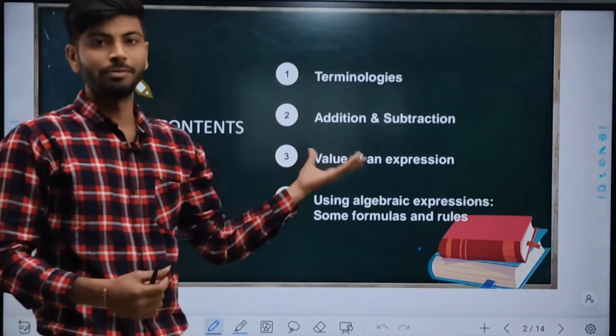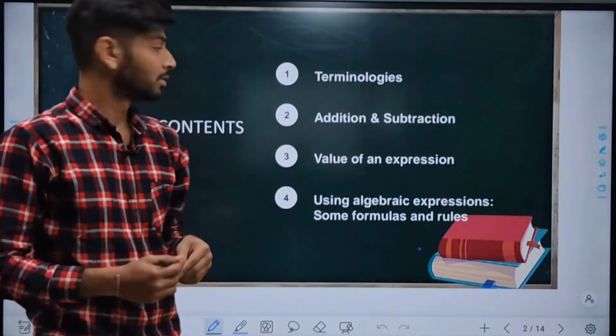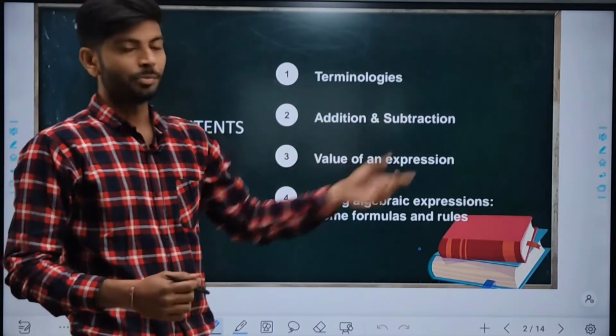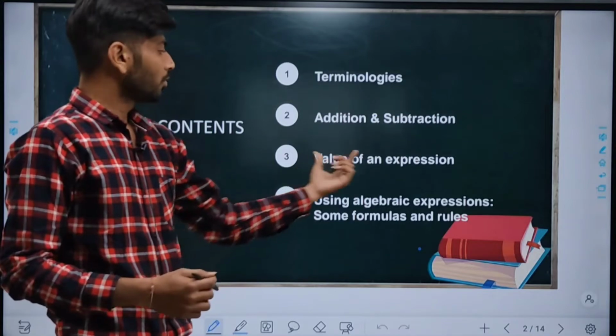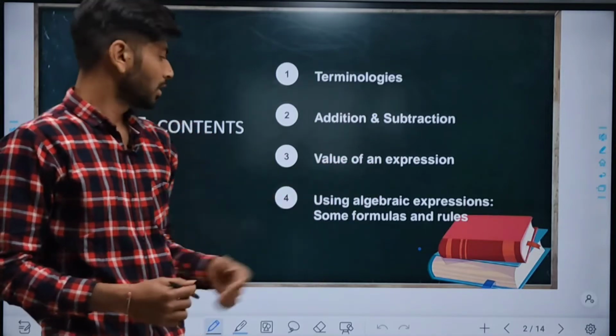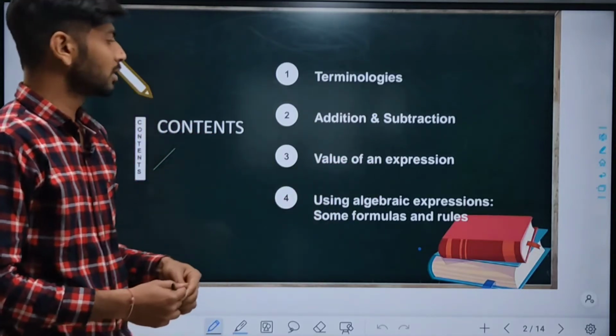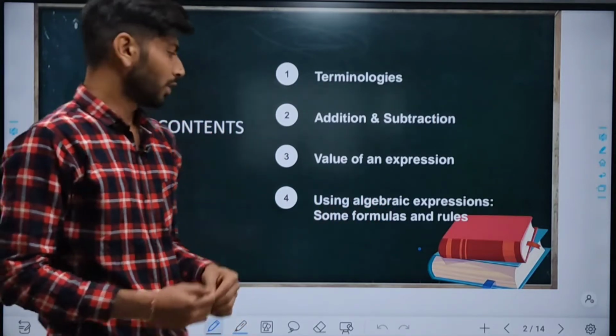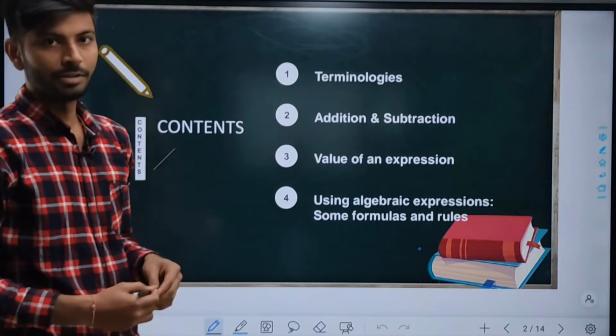First of all, what will we learn in this chapter? First of all, terminology, and then addition and subtraction, then value of an expression, and the fourth topic is using algebraic expressions for some formulas and rules. Okay, so first of all, let's start the terminologies.